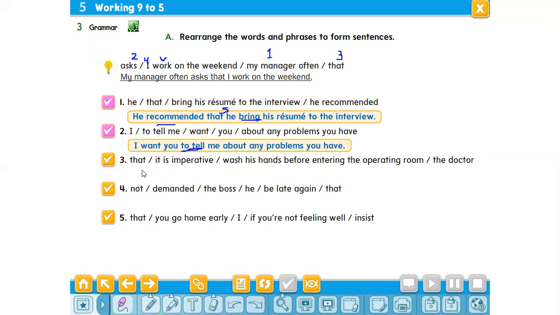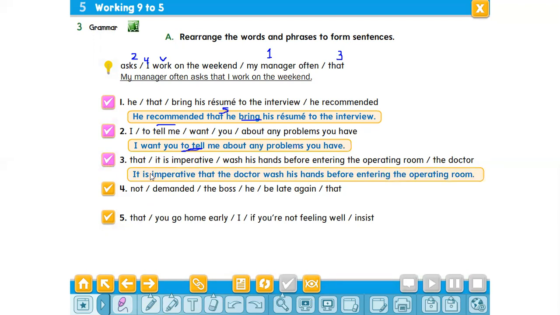Number 3, that it's imperative, wash his hands before entering the operating room, the doctor. What's our pattern for this sentence? Excellent. It's subjunctive. Very good. It's imperative that the doctor wash his hands before entering the operating room.